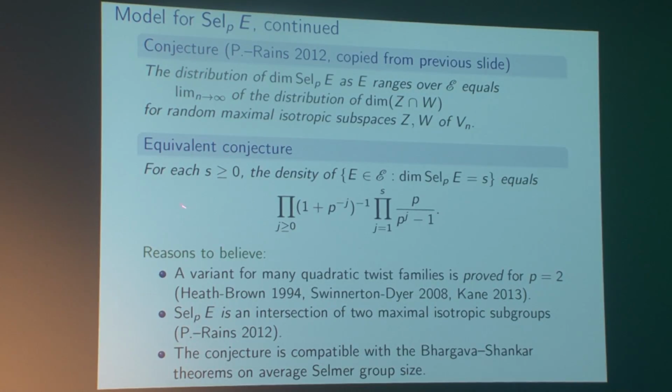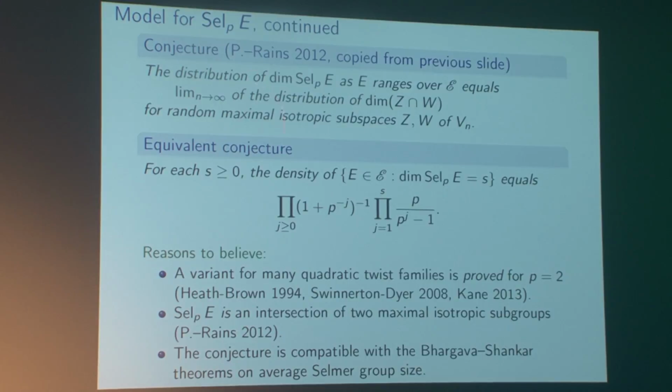And once we did that, we also reverse engineered and found that the Selmer group is actually an intersection of two maximal isotropic subspaces in some big cohomology group. So that's further evidence: if it is an intersection of two maximal isotropic subgroups, maybe it's reasonable to model it as an intersection of two maximal isotropic subgroups. Then the only question is, are they really random?